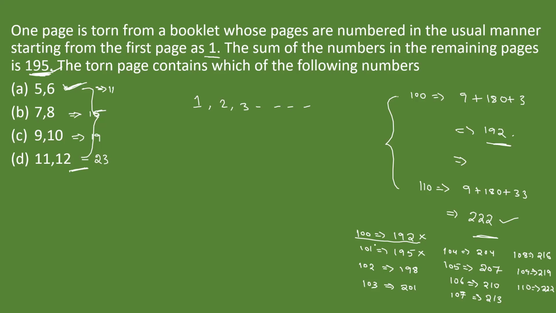Why? Because what are the numbers they are deleting here? 5, 6, minimum sum is 11. So not possible. Here also not possible. Here also the minimum sum is not possible. Why? Because the minimum sum is 11 here, students. Okay, are you getting my point?